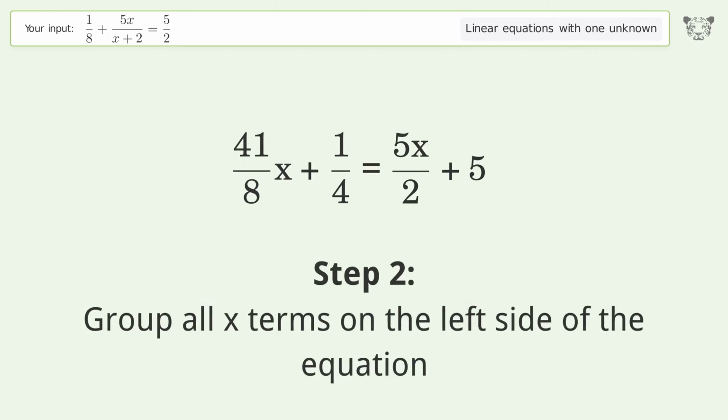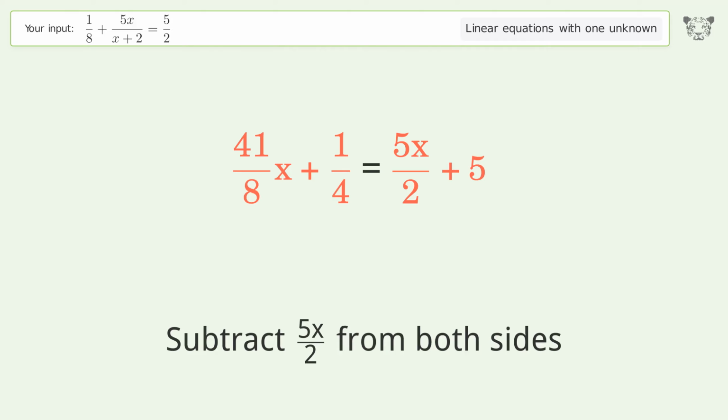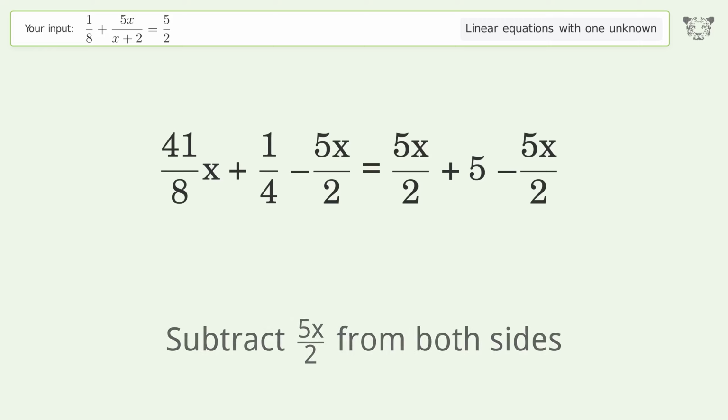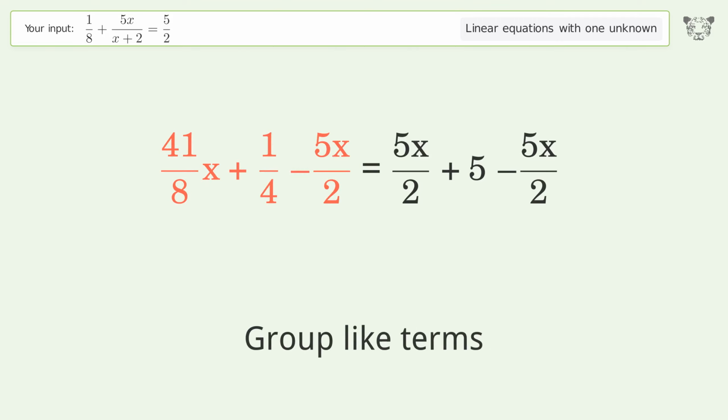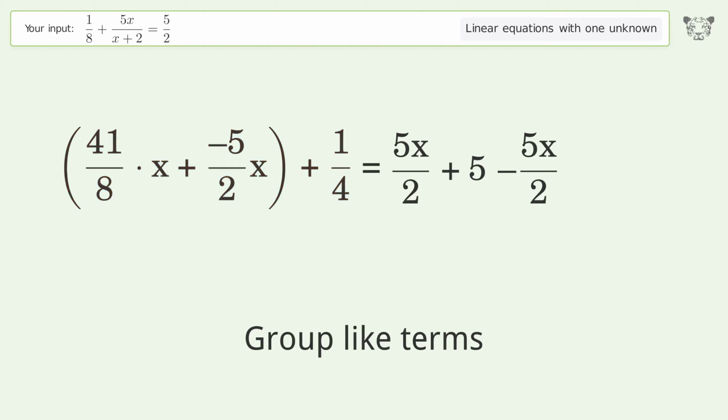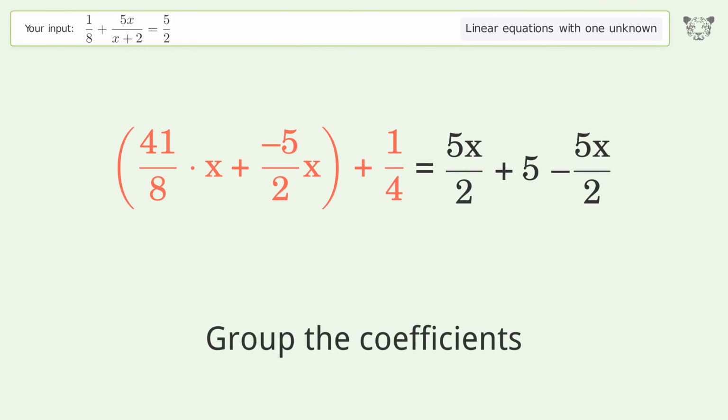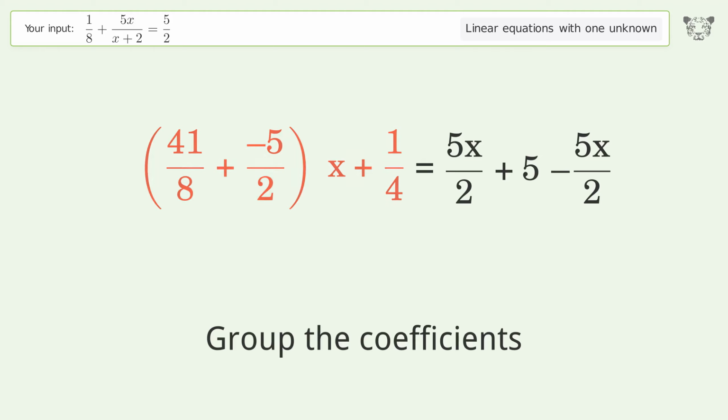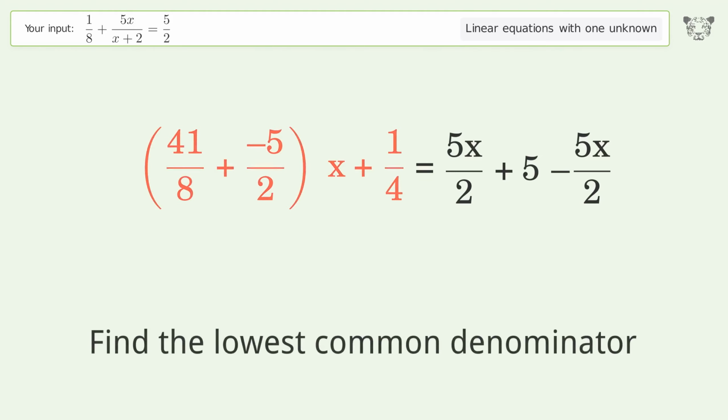Group all x terms on the left side of the equation. Subtract 5x/2 from both sides. Group like terms. Group the coefficients. Find the lowest common denominator.